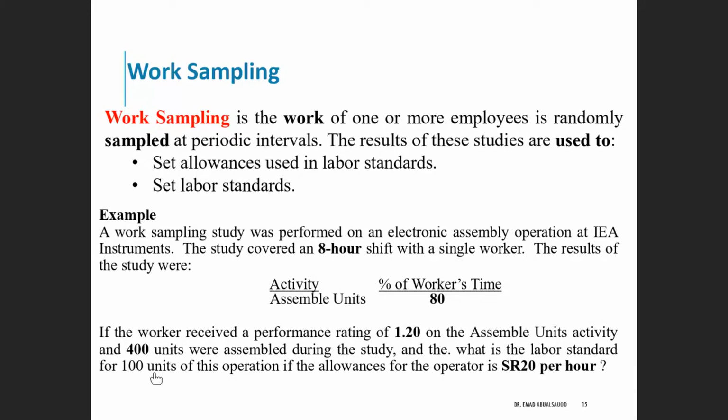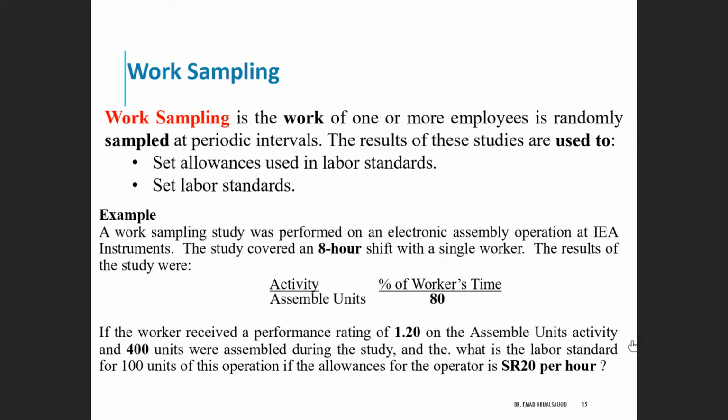So how can we find the standard time? Having the rating, we have the number of units for the data collected. Also, we have the hours of the shift. So how can we find the standard time from this given information? First, we have to find the average time. You remember when we started in the previous example, the average observed time, we needed to find it. And how do we find that?